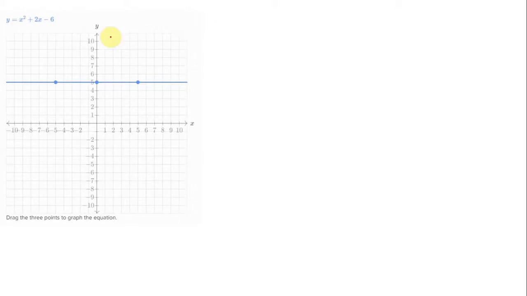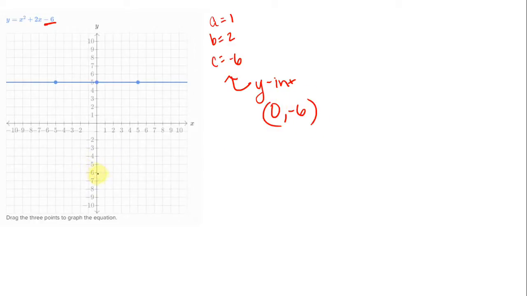The first thing I'm going to do with this problem is write down A, B, and C. A, B, C. In this problem, A is 1, B is 2, C is negative 6. C is my y-intercept, so I'm going to put my first point at 0, negative 6. Now I'm going to find 2 more points.